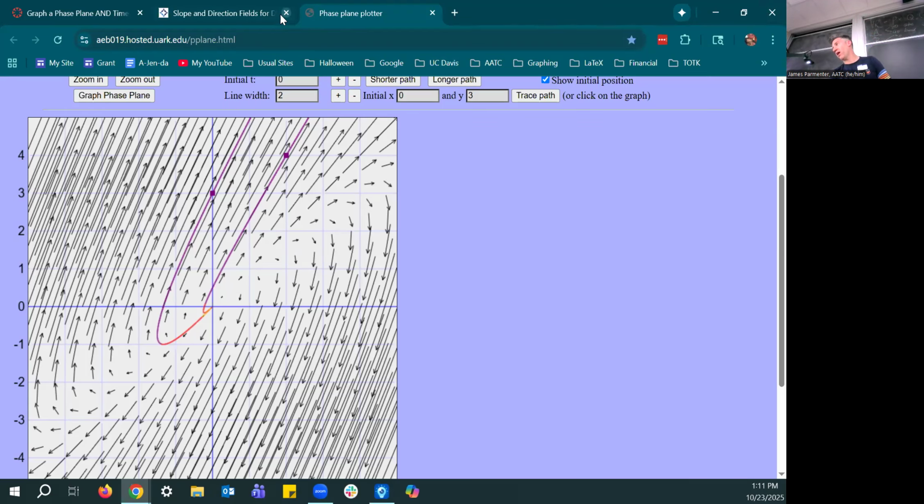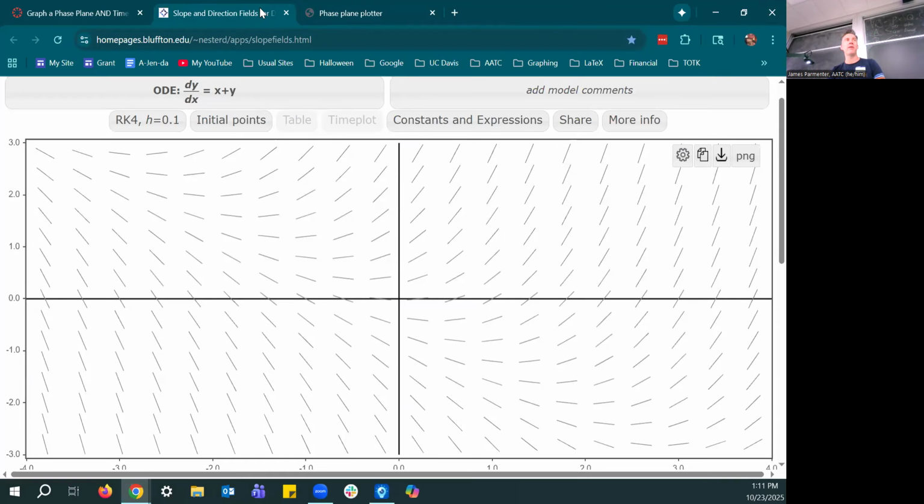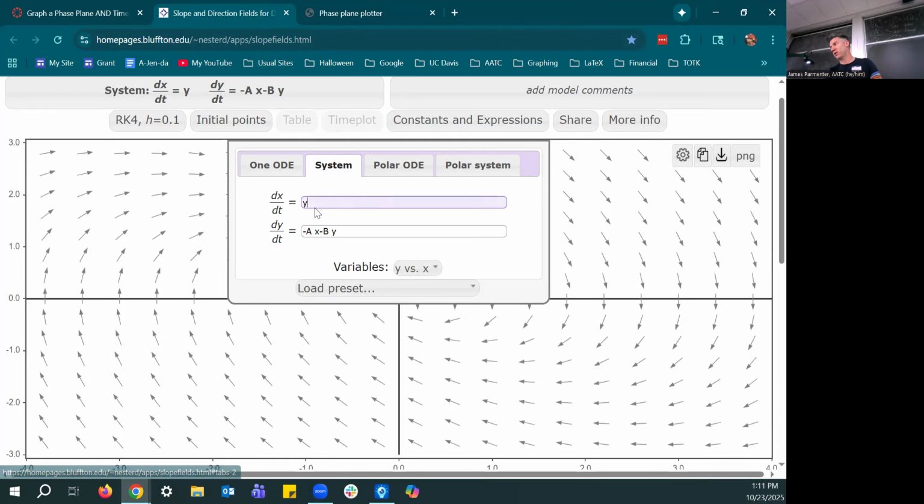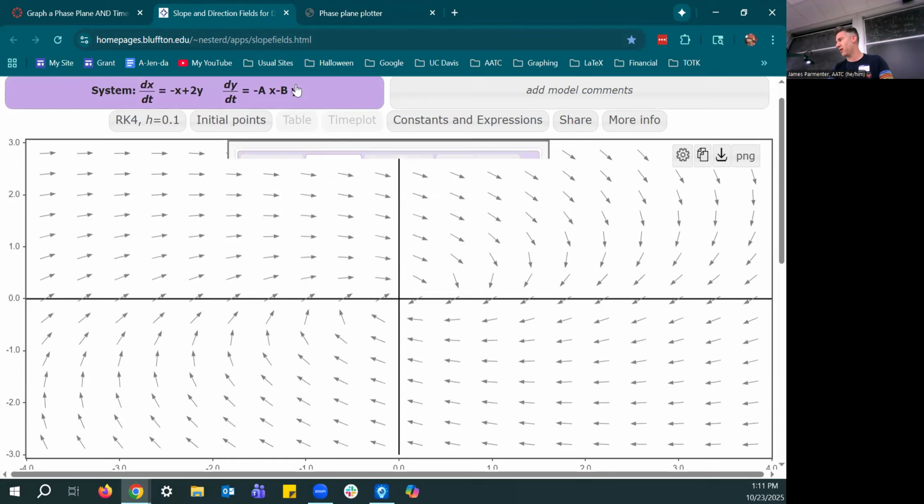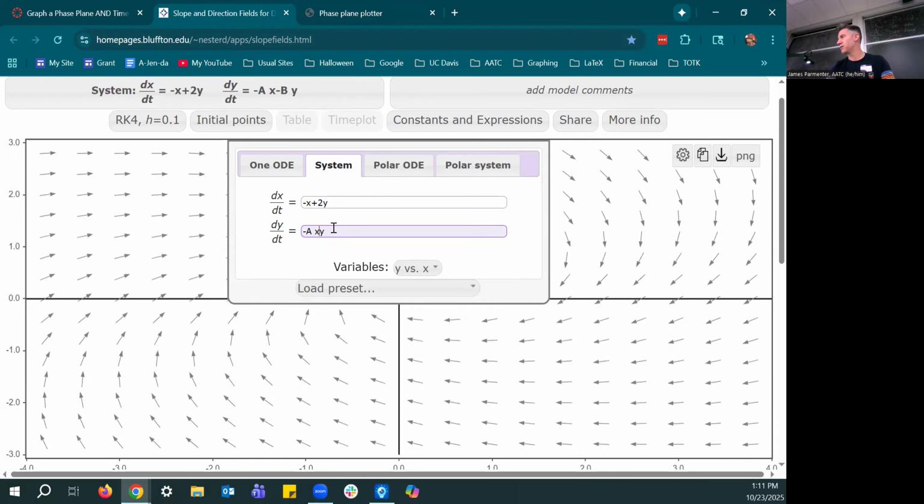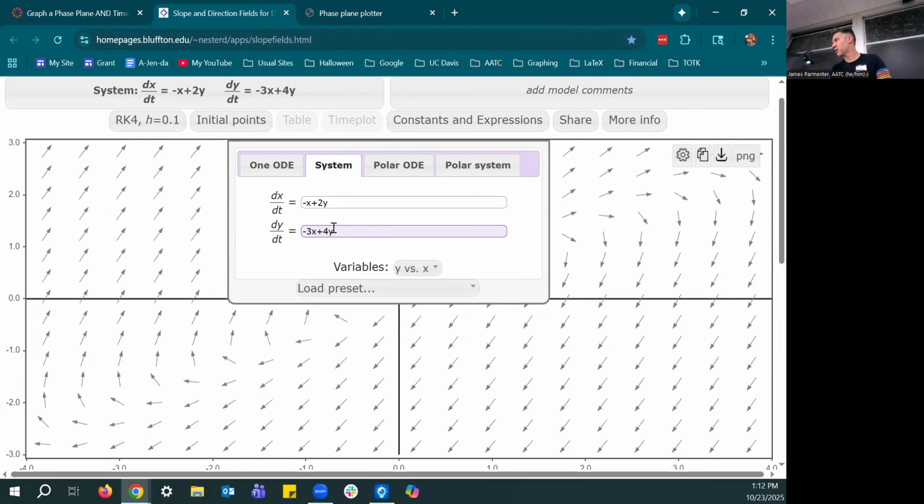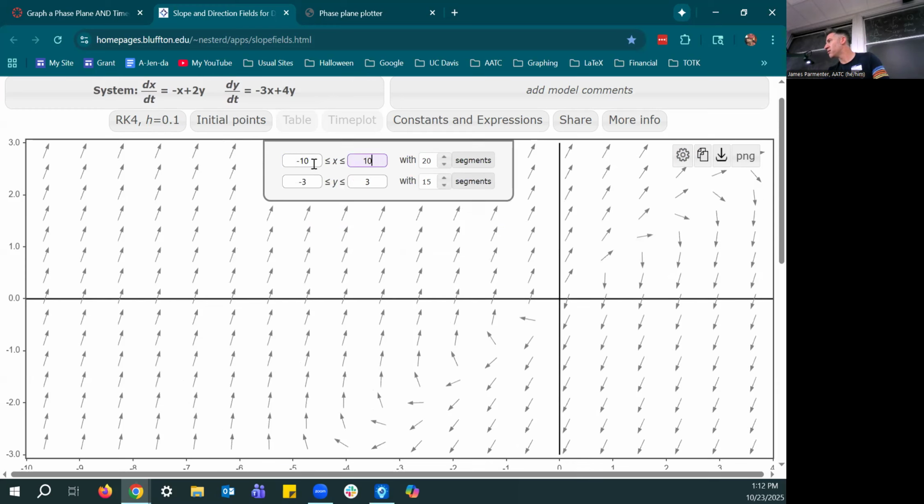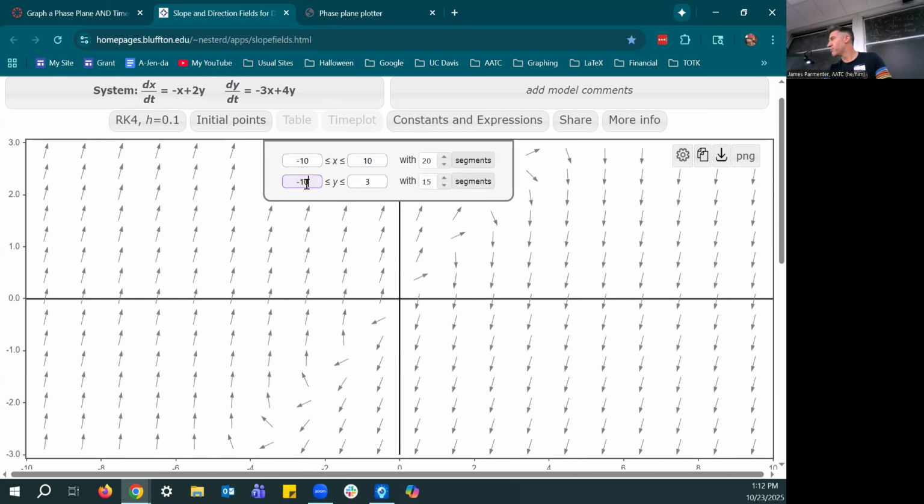The other graphing utility I feel like is kind of neater in that it shows you some cool stuff. Manipulating it is a little bit harder, but if you click here and then you want a system of differential equations, we're going to say it was -x plus 2y. And the other one was -3x plus 4y. Then hit the little gear thing over here so you can change the window, so you get like -10 to 10.